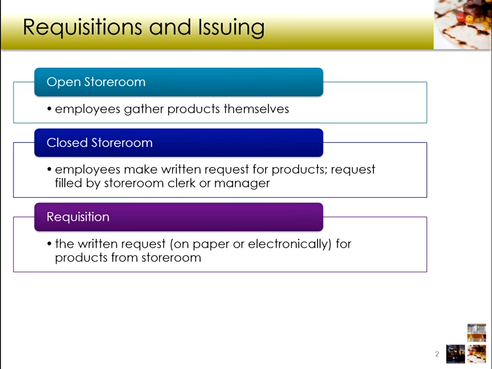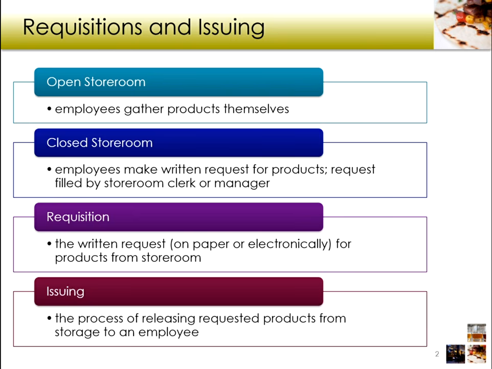So if you have a closed storeroom, you're going to create a requisition, or a written request, on paper or electronically for products from that storeroom. That way we can keep track of where those products went and how much was used. And it really comes in handy if you're in an operation that has multiple restaurants or multiple outlets, right? You know, oh, the ABC restaurant used 14 cases of this and XYZ restaurant used 18 cases of that, right? So we can track down if there's any overproduction or overusage of ingredients, right?